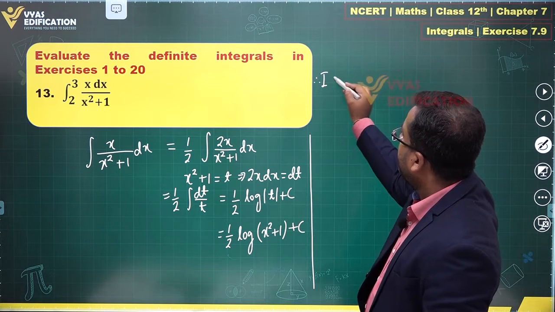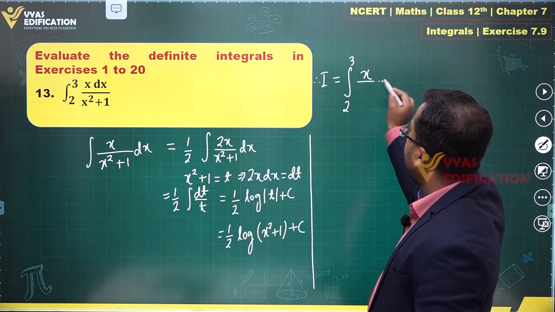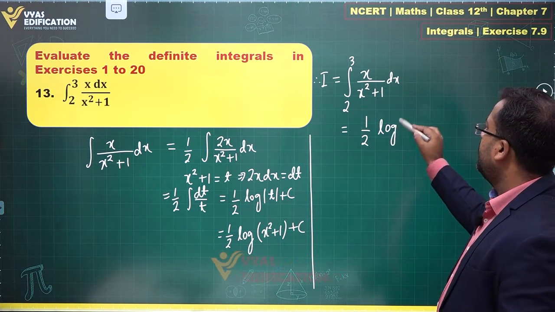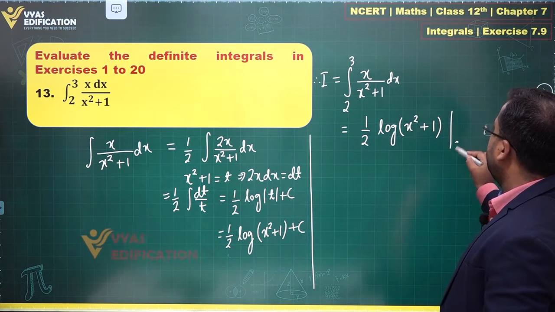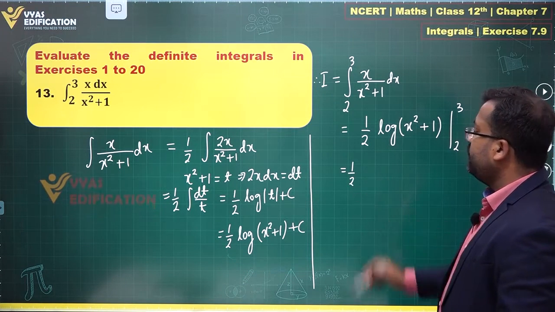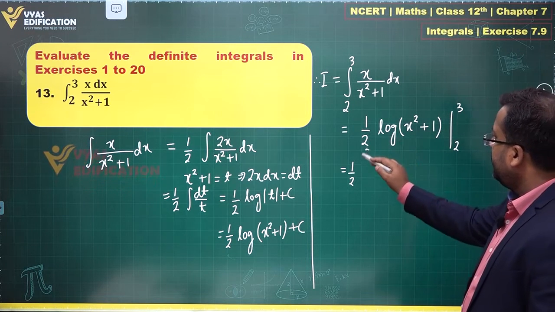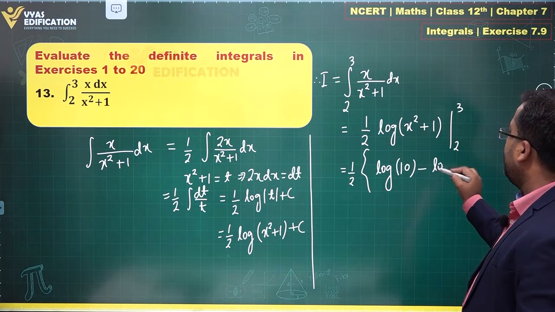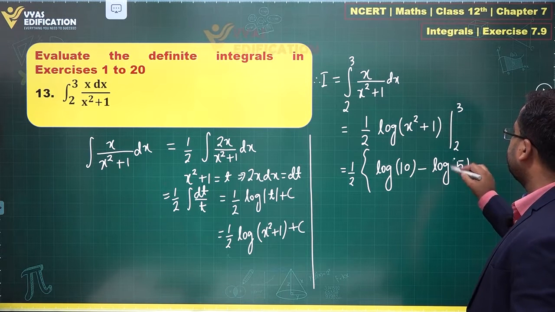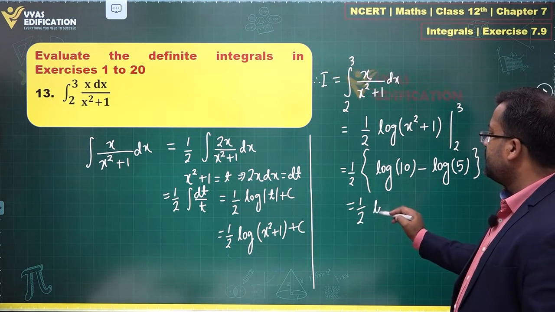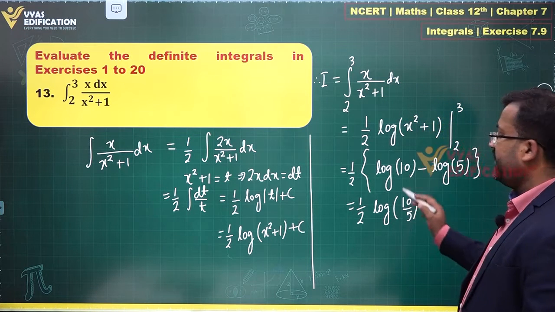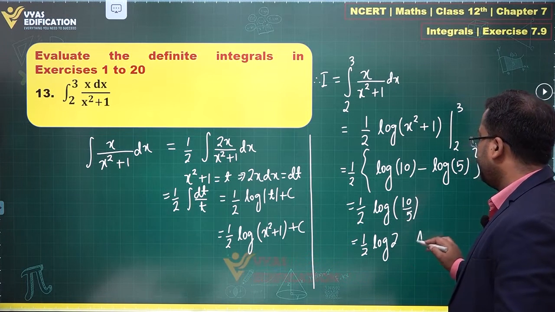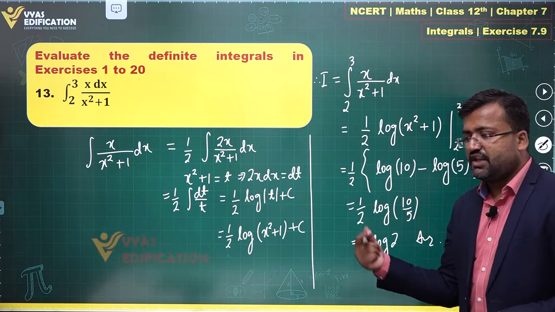Therefore, I, which was the integral from 2 to 3 of x upon x square plus 1 dx, becomes equal to 1 by 2 log of x square plus 1 from 2 to 3. This is what you'll have. 1 by 2, and in the brackets, I can deal with this. This is log of 3 square, 9 plus 1, 10, minus log of 2 square, 4 plus 1, 5. So 1 by 2 log of 10 by 5, since log of 10 minus log of 5 is log of 10 by 5. And this is 1 by 2 log 2. Therefore, this is my correct answer for this 13th question, as you can see over here.